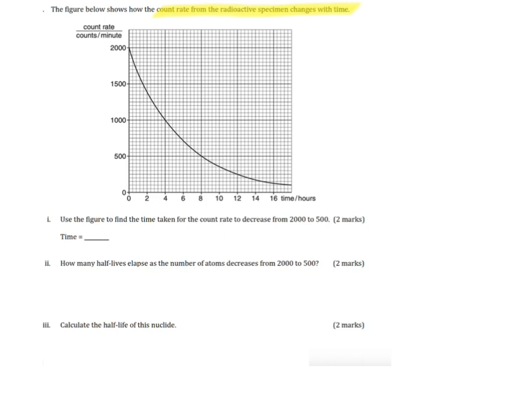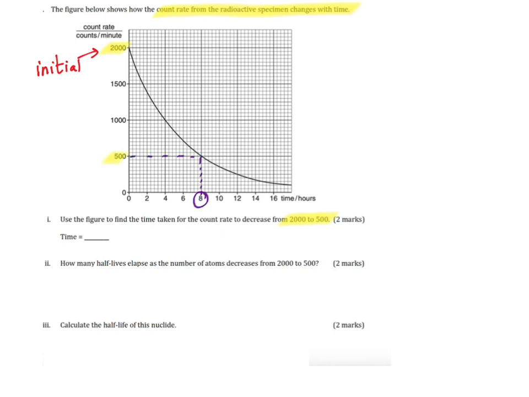Now let's look at a problem based on a graph. The figure below shows the count rate from a radioactive specimen as it changes with time. We can see 2000 is the first value, the count rate, counts per minute. That's the initial value. Then it's asking us, if the count rate falls from 2000 to 500, how much time would it take to decrease from 2000 to 500?